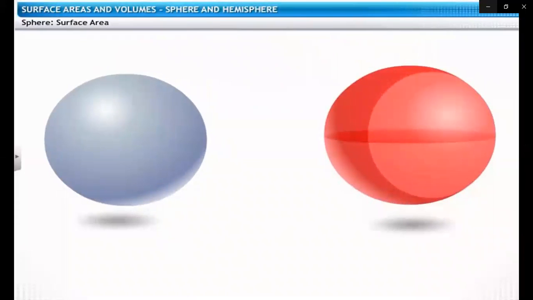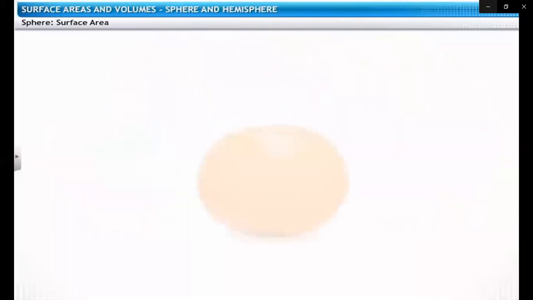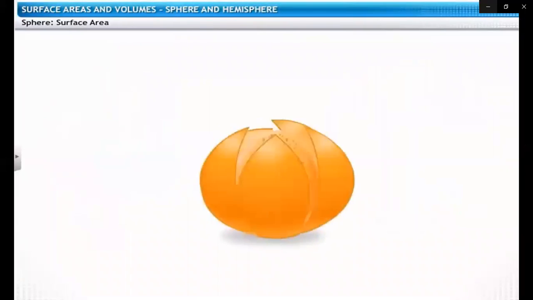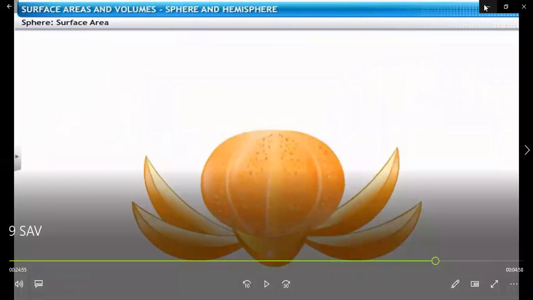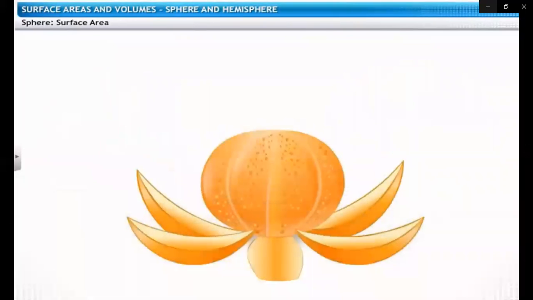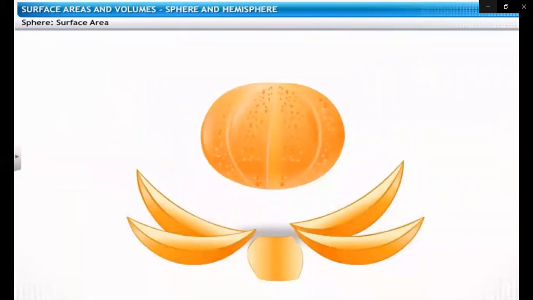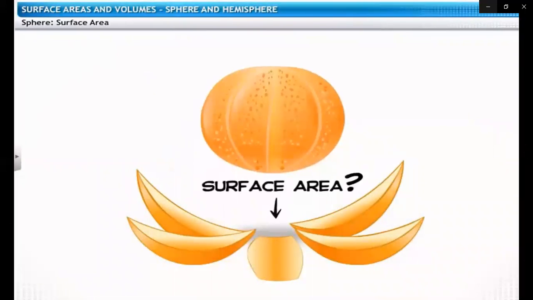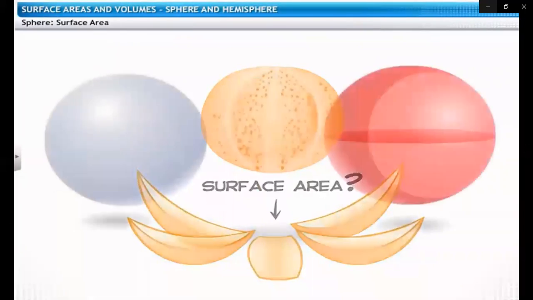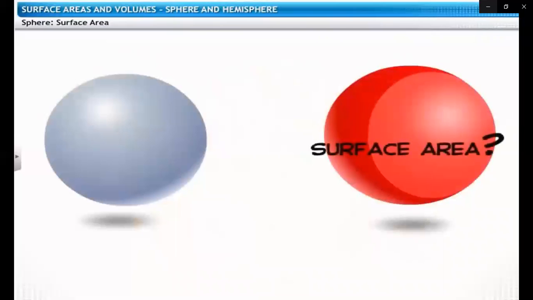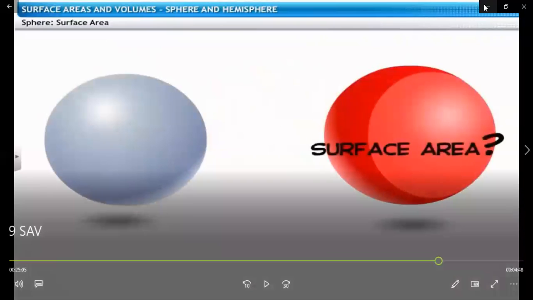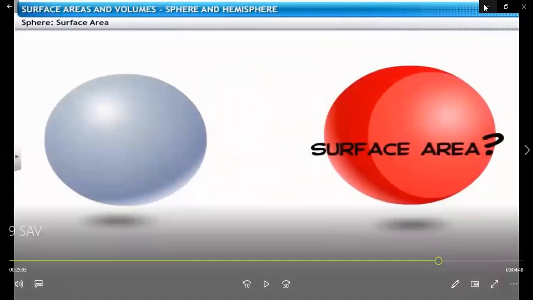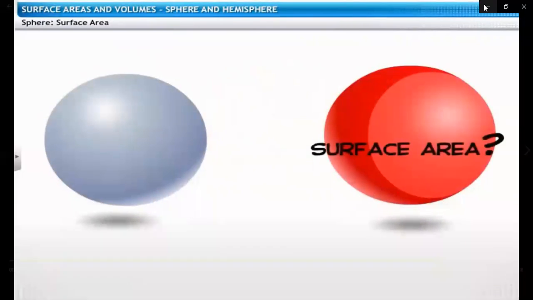An example that will help you to easily understand this is, let's take an orange. If we peel off the skin of an orange, the area of the skin represents the surface area of the orange, got it? In this way we can understand the surface area of a sphere, and let's see how we can calculate the surface area for a sphere in mathematical form.